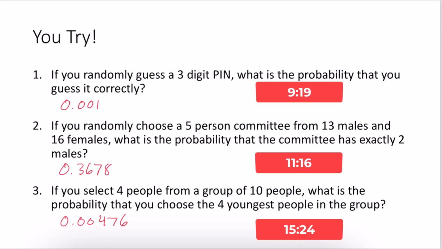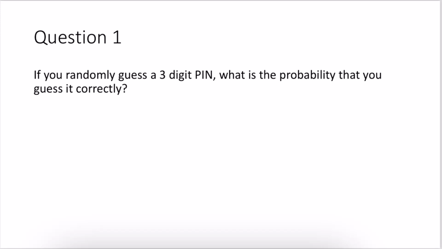So if you got those answers, great job. If you missed any of these questions, skip forward to the timestamp shown on the screen to see how I would solve these. Okay, so on question 1, it says, if you randomly guess a 3-digit PIN, what is the probability that you guess it correctly? So the desired outcome that we're looking for is that you guess the PIN correctly. And so first of all, we need to look at how many possible ways could you guess a 3-digit PIN. Well, since it's a 3-digit PIN, there's 3 choices or events that are happening.